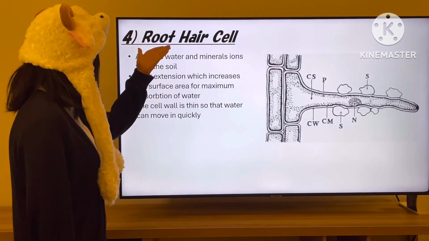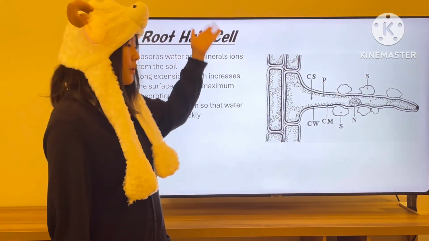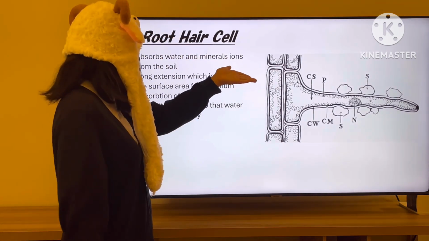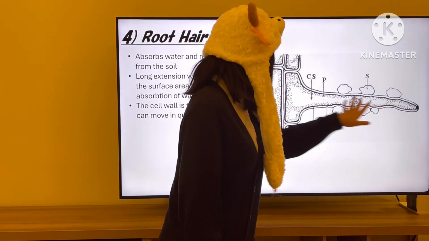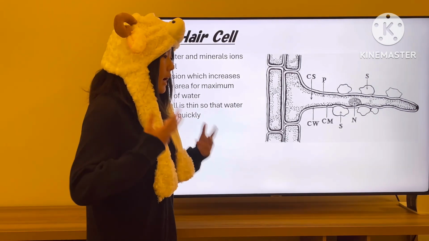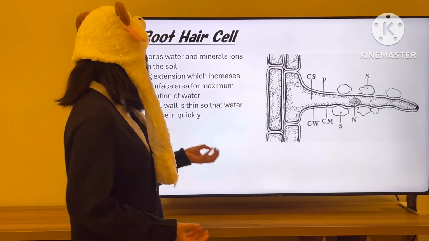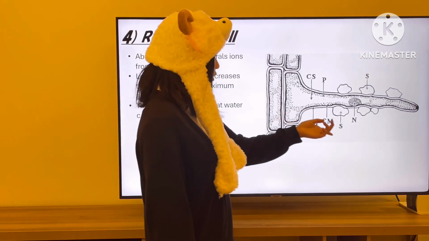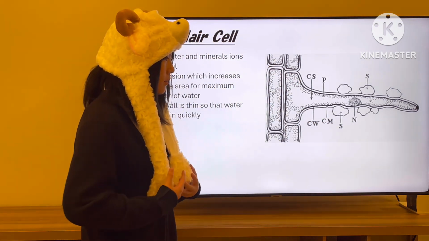The fourth example is a root hair cell. They're not hairs like on your head. They're root hairs in plants, and they absorb water and mineral ions from the soil. It has a long extension, as you can see, and that increases the surface area so that it can soak up as much water and mineral ions as possible. The cell wall is thinner than most cells so that the water can go in quickly and therefore can be soaked up easier.